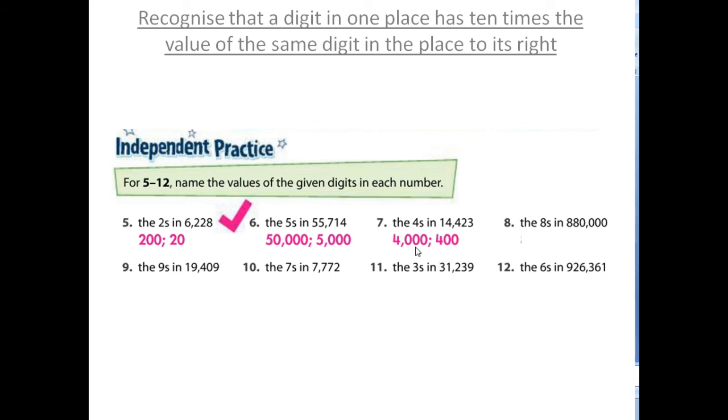The 8s in 880,000. As you see, this 8 has beside it 5 digits. So it will have 5 zeros. And this 8 has beside it 4 digits. So it's going to have 4 zeros, like that. Okay? Try the other questions by yourself.